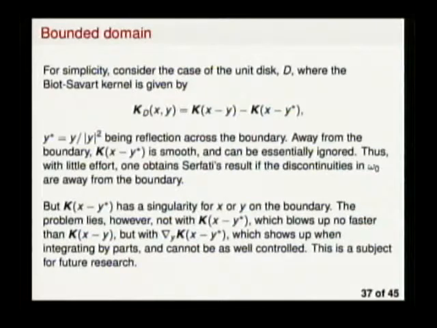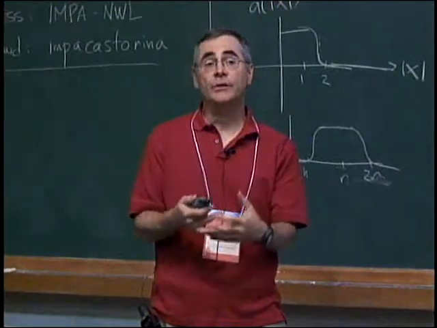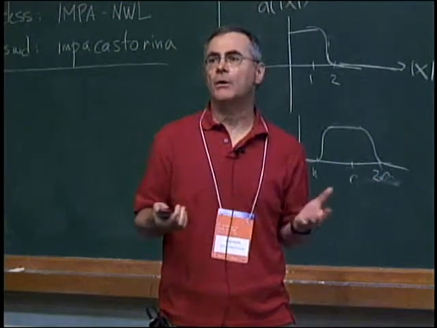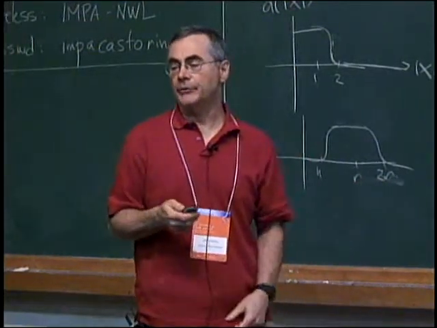So in a disk, the Biot-Savart kernel can be written down very explicitly as a difference between K of x minus y, K being the Biot-Savart kernel as before, and K of x minus y star, where y star is the reflection across the disk. So K of x minus y is the same as in the whole space, and all the key estimates that applied for Serfati are going to apply. But K of x minus y star has a problem. But it only has a problem when you're on the boundary, because it's perfectly smooth when you're away from the boundary. So if the vortex patch starts away from the boundary, you've got no problem at all. Okay? And so there's almost nothing to do.